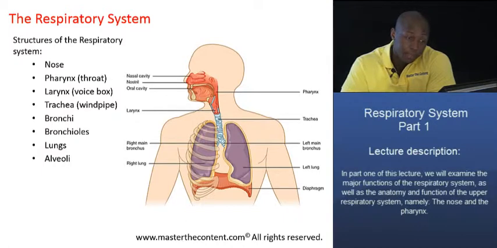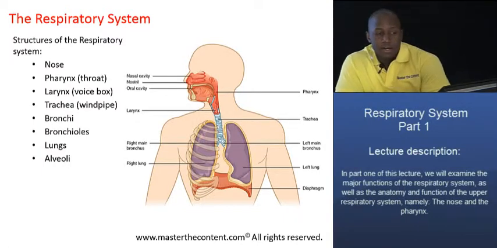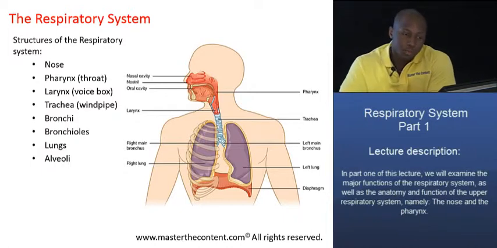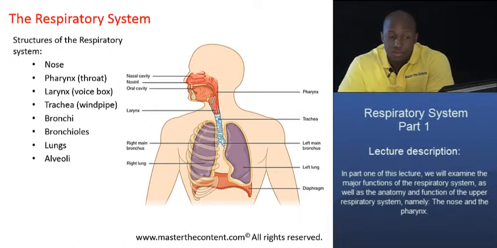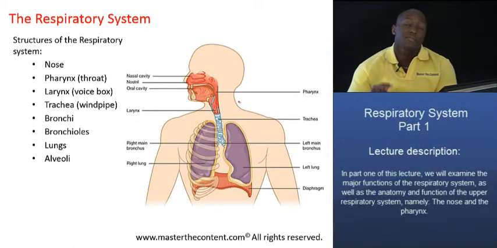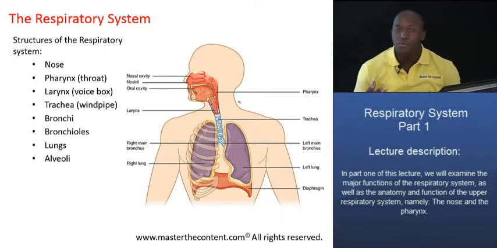So the nose is basically composed of external and internal portions. Through the nose we have a cavity we refer to as a nasal cavity, which is also part of the internal nose, that opens into the pharynx, the second structure right there.